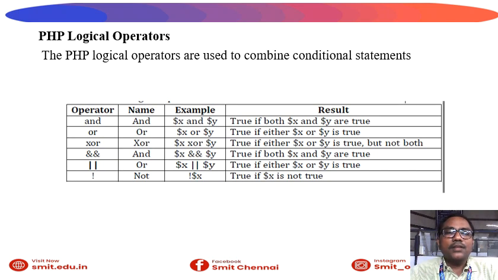Next is the logical operators. So the various logical operators are AND, OR, XOR. So AND will return true when both the values of the variables are true. For OR, if either one of the values is true, it will be true. For XOR, it will be true if either one of the values of the variables is true, but not both. So likewise, it will proceed.